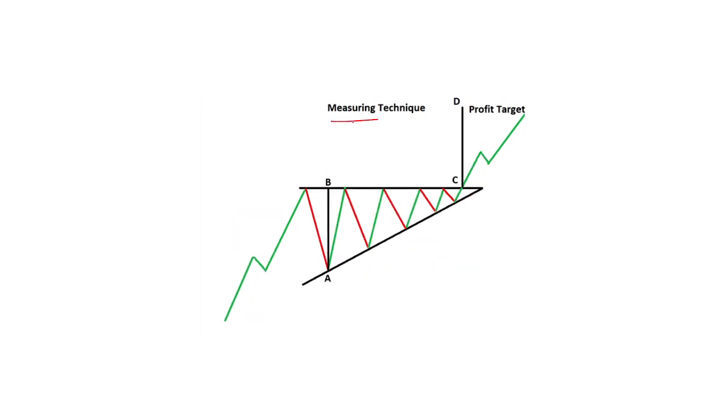Now, what is the measuring technique? Measuring technique means what should be our target. So here we will measure the distance of the lower trend line and the flat upper trend line, and whatever points it covers here, this should be our target. For example, if it covers 100 pips or 100 points, then our target will also be 100 pips only.